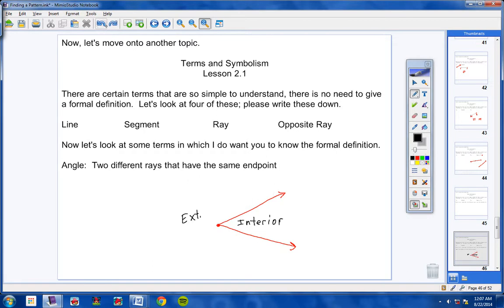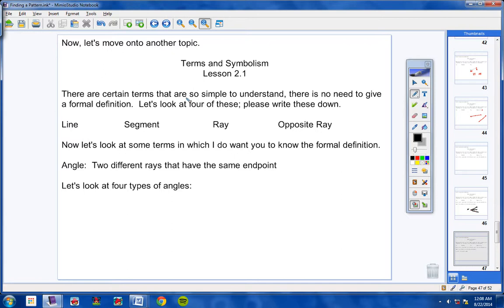And then the third part to an angle is just the actual angle itself. So we refer to this as the angle. Okay, so there are three parts to an angle. I guess we could say the rays if you wanted to. So there's three parts to an angle: the interior, the exterior, and the actual angle itself, or the actual rays itself. And you do need to know that. Okay, all right, moving on.